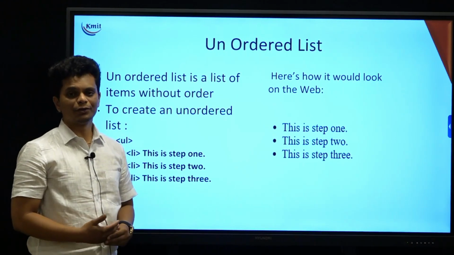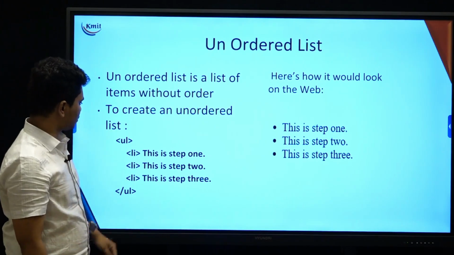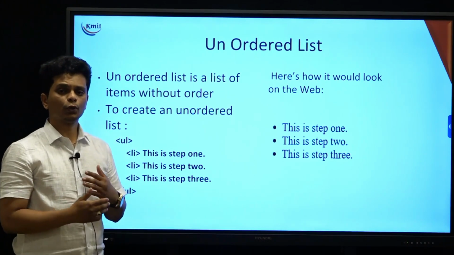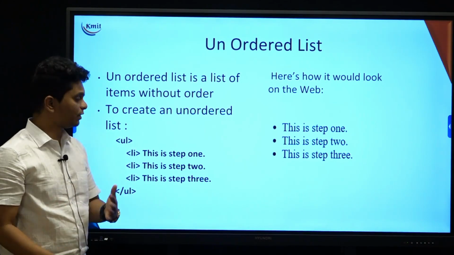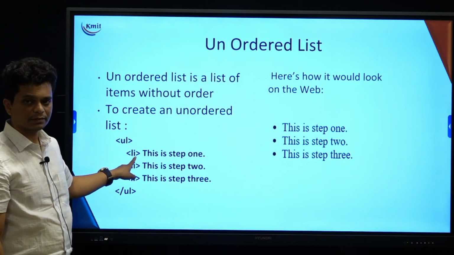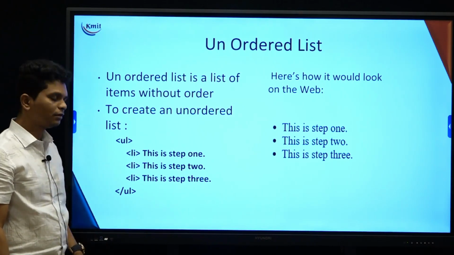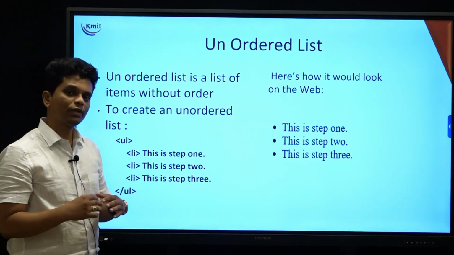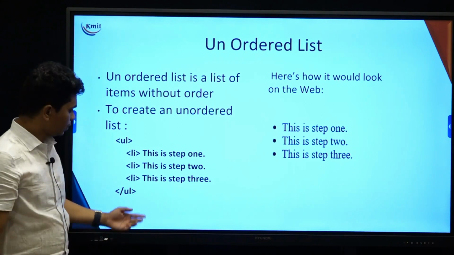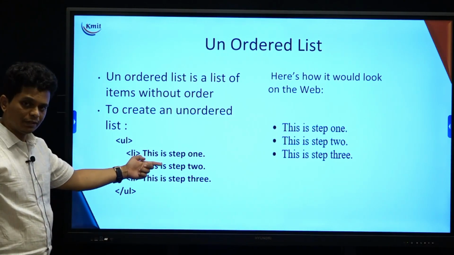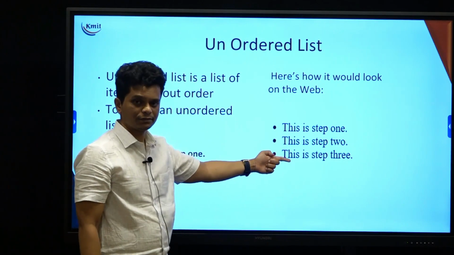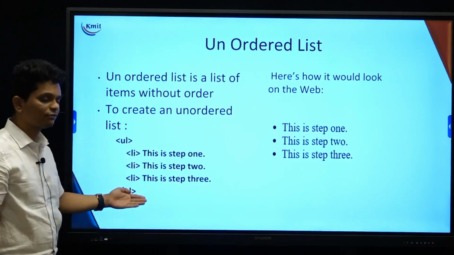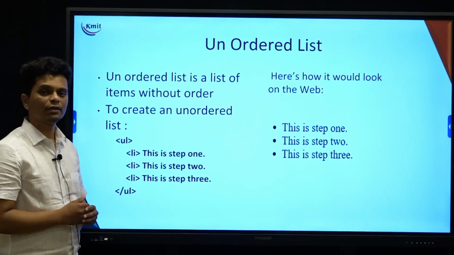Then comes the unordered list. An unordered list is used to get a list of items with no numbers. For that we have a tag called the UL tag. The UL tag represents an unordered list. Here you need not worry about the order. The first item in the list will be displayed first, so it depends on the order of the items that you put in the tags.